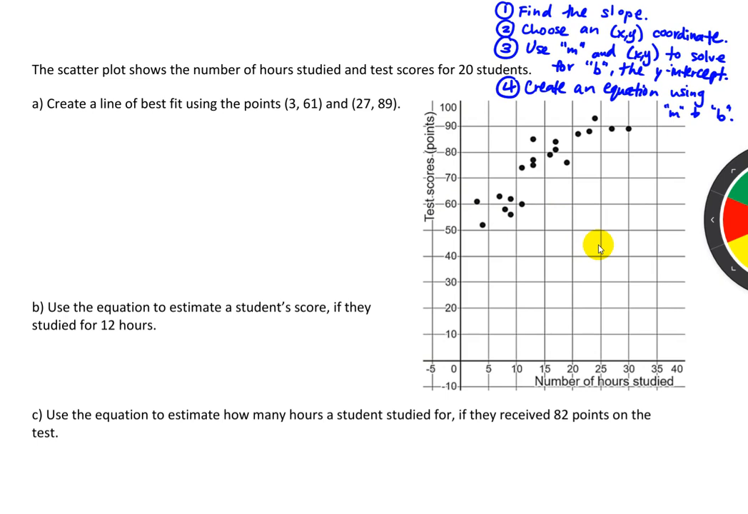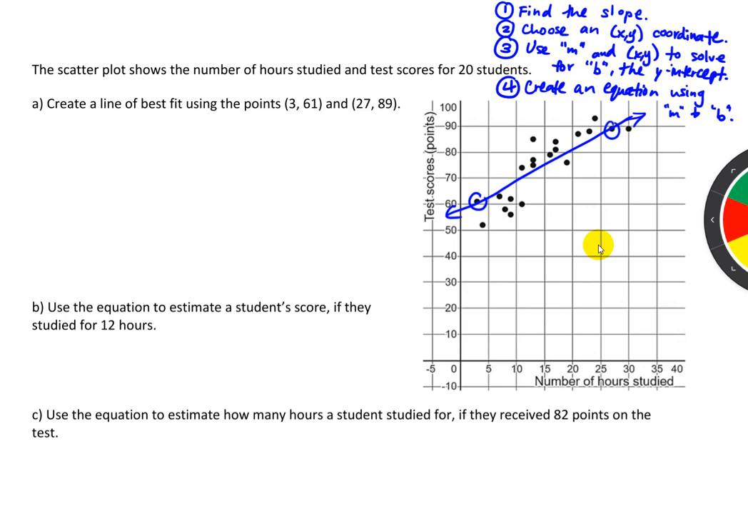Let's say we want to use 3 comma 61, which I'm guessing is this point here, and we're trying to create a line of best fit between that point and 27 comma 89. I assume it might be this one. Generally, we're just going to try to create a line. I'll try my best to draw a straight line, something like that. So we're trying to create a line through those points.